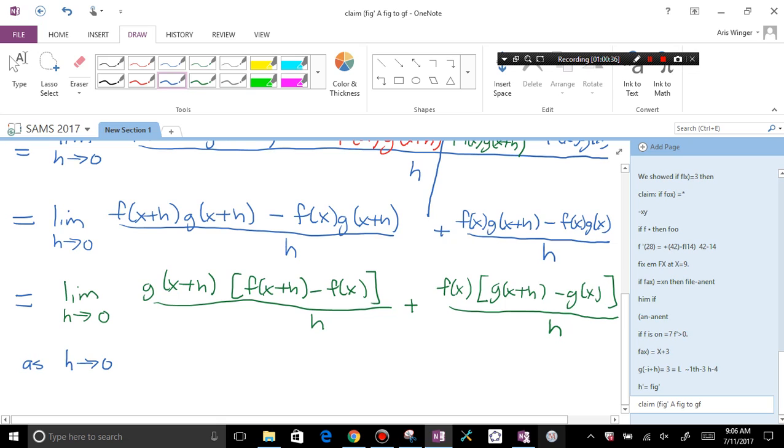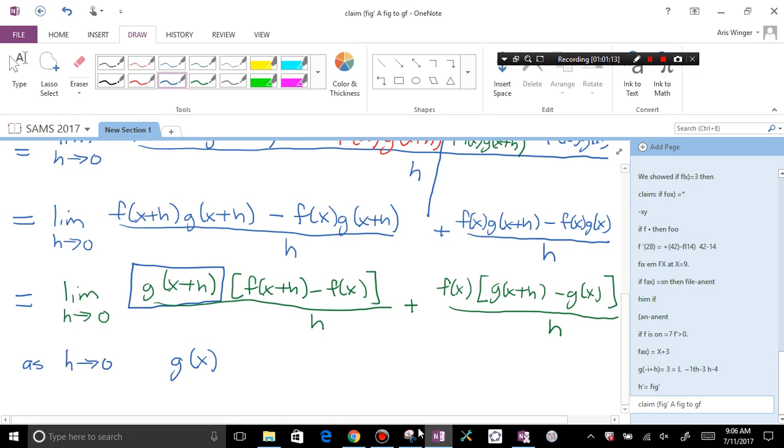As h tends to 0, what happens to g of x plus h? It is g of x. How do you know? Because g is, what do we know about g? If I'm taking a derivative of it, it's certainly continuous. So the limit as h goes to 0 of g of x plus h should be equal to g of x. That's what continuity means. That's because g is continuous, because g has a derivative, and we need to talk about that in a second.